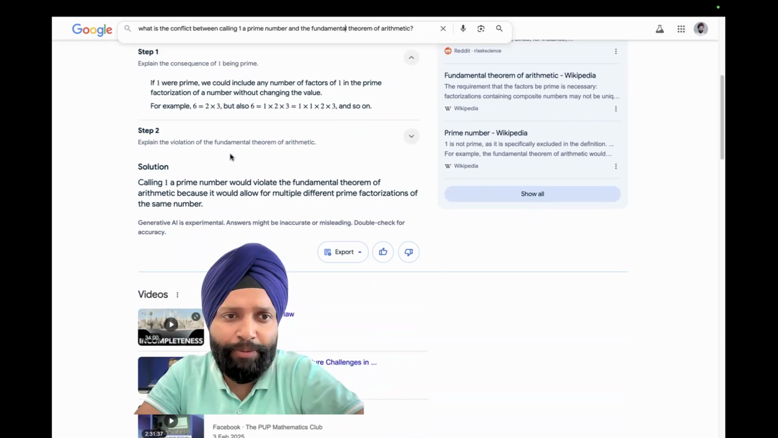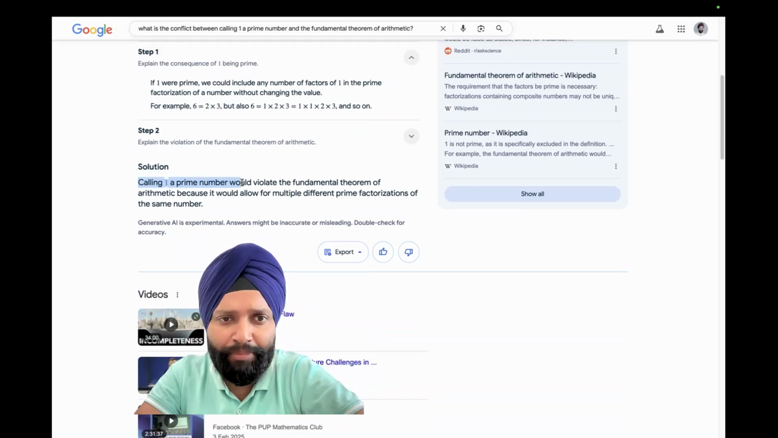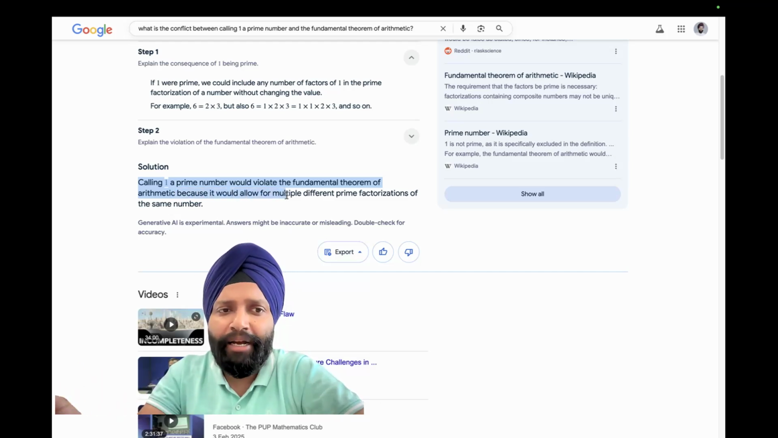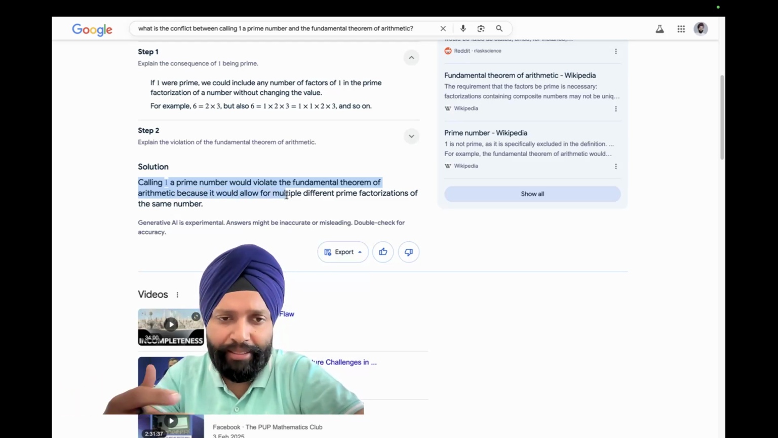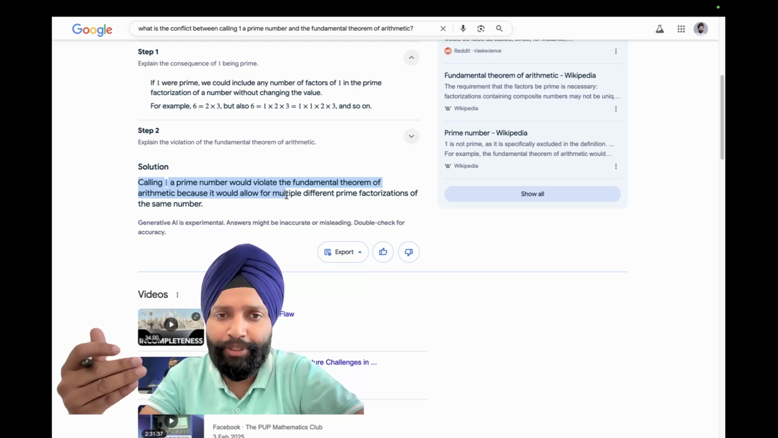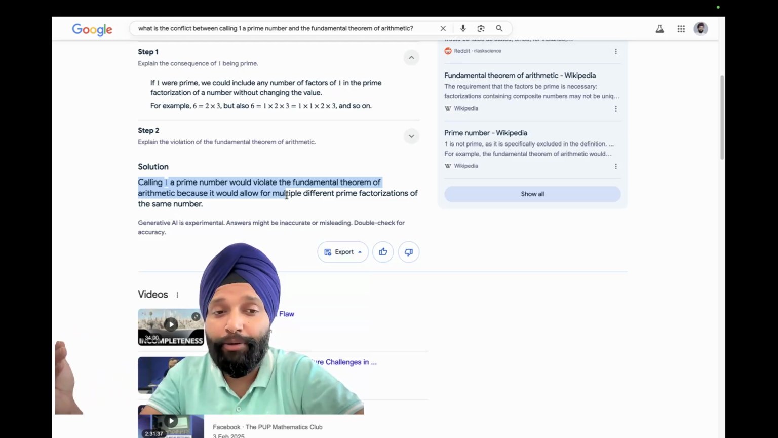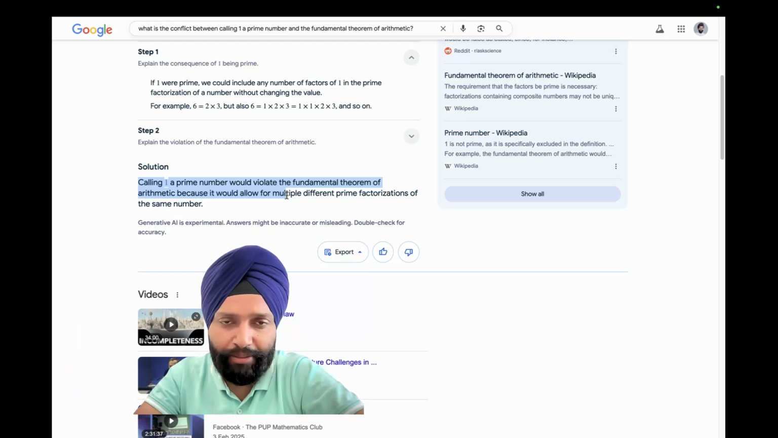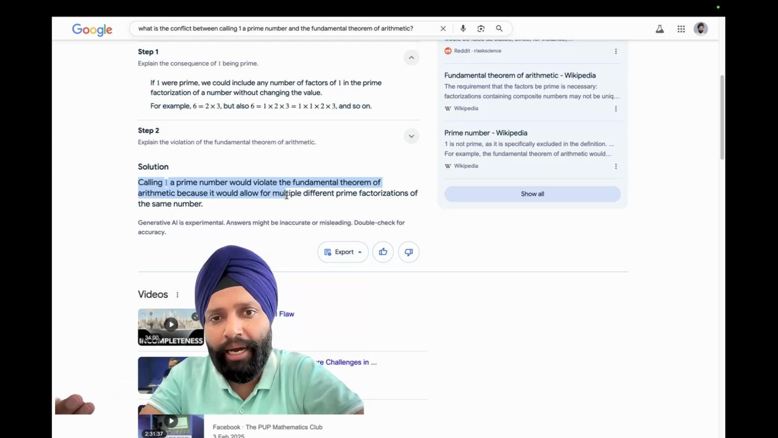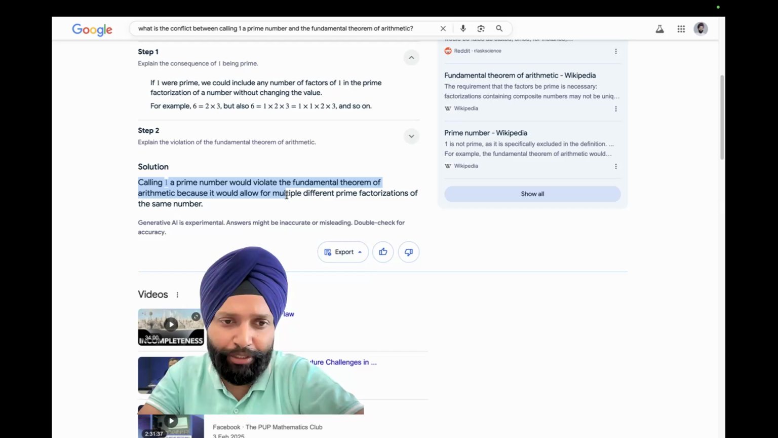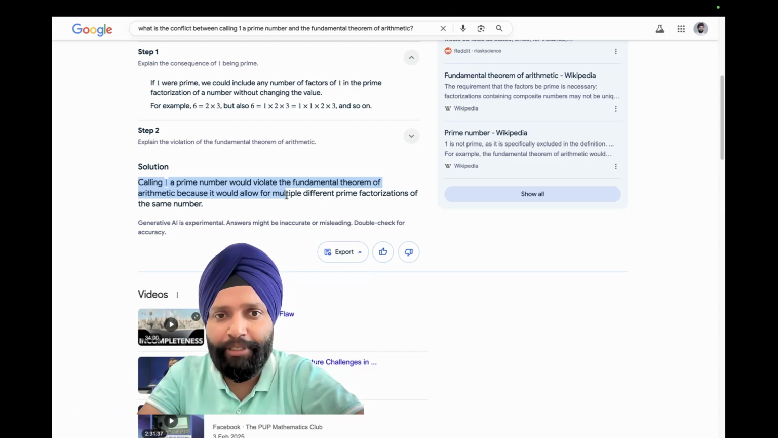So essentially the answer was that calling one a prime number would violate the fundamental theorem of arithmetic because it would allow for multiple different prime factorizations of the same number. As I just explained, for 12, it could be 2 into 2 into 3, or it could be 1 into 2 into 2 into 3, and you can add a lot of ones, right? So suddenly you will not have a unique prime factorization of a number. You'll have multiple different prime factorizations.